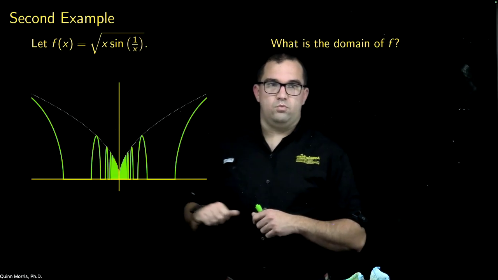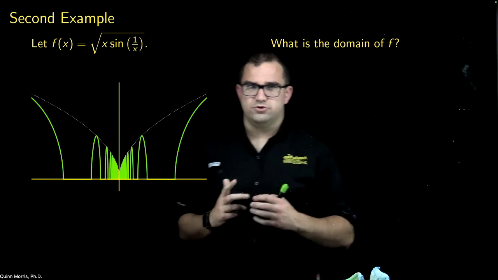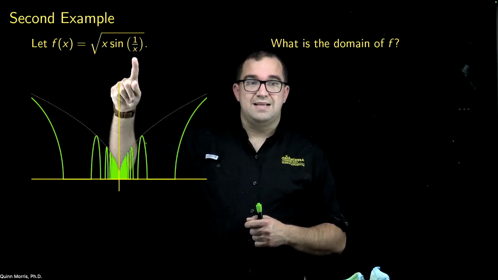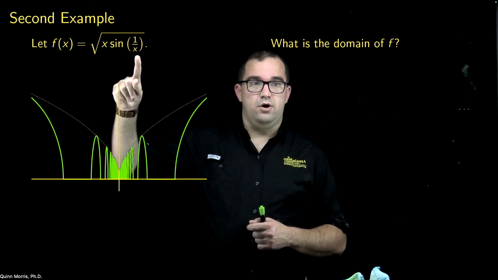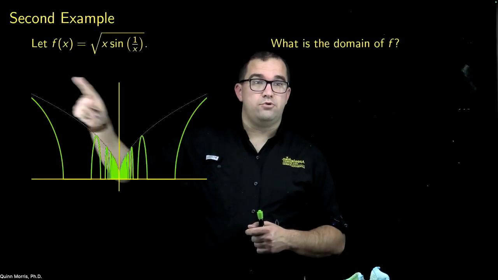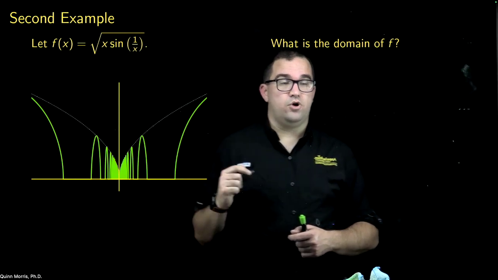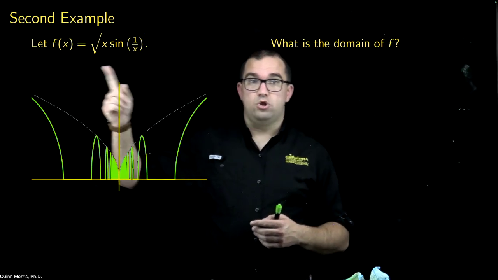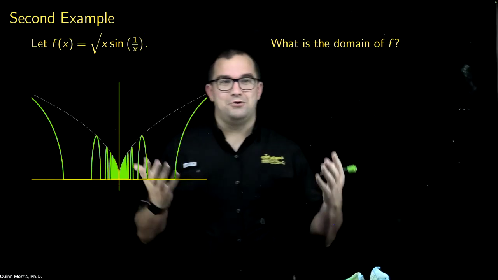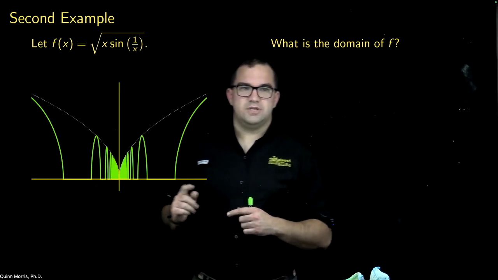What you'll notice, and this maybe isn't surprising, is that our domain now is rather strange, right? You're still going to have issues at 0, because this will be undefined at 0. But now anywhere that x times sine of 1 over x was negative is no longer in the domain of this new function, because I don't get a real value out if I take the square root of a negative number. So I get this function that looks sort of like this.